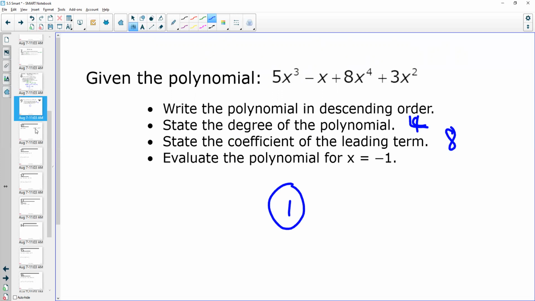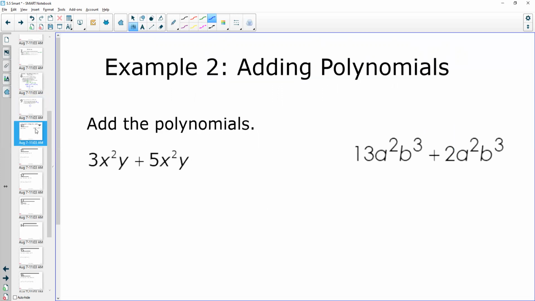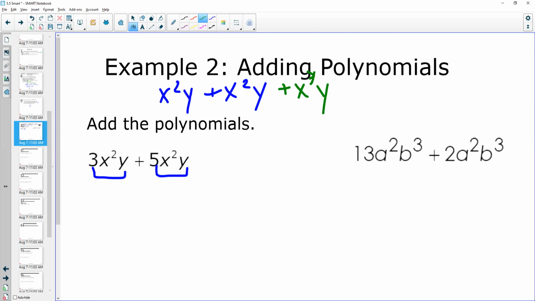Okay, so some additional kinds of things. When we add polynomials, the only time we get to add them is if the variable terms on the end are exactly the same. So I can add x squared y plus x squared y, but a different thing would be if I had x cubed y. Those don't match. They're not exactly the same. So only these two first terms would match together.